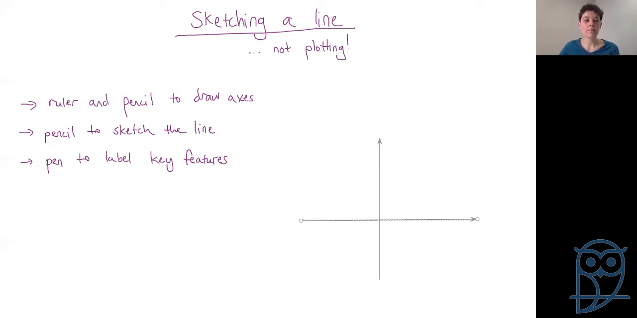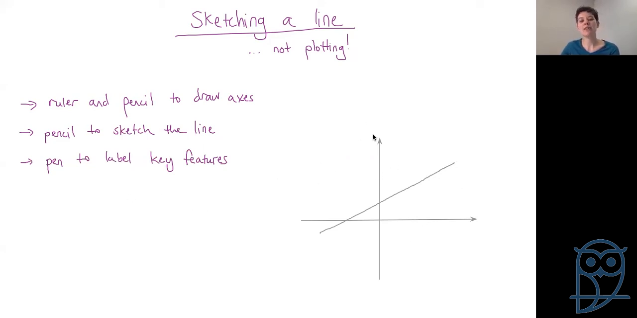Okay, then we need a pencil to sketch the line. So let's say our line goes something like this. Then we want our pen. Note that I didn't use a ruler to sketch that line, hey? I did that freehand. Sketching is freehand, just your axes with a ruler.